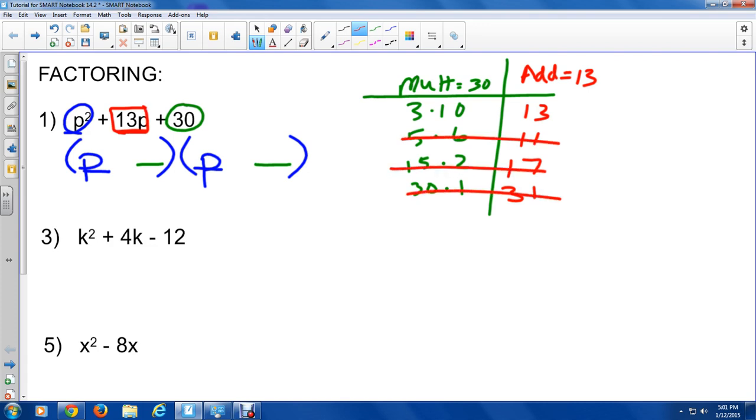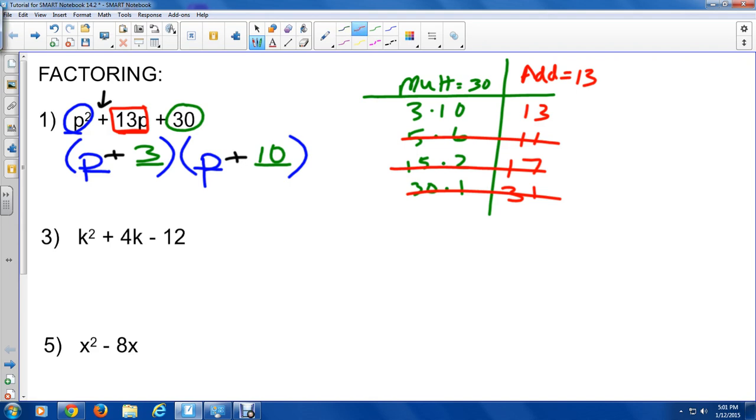I wouldn't normally do all this work, but maybe you didn't think of the 3 and the 10 first. It just happened to be what I wrote down first. That tells me that I'm going to put a 3 and a 10 right there. Now your signs are going to be a plus and a plus right here because I need a positive 30. They could both be negative, but that would end up with a negative sign right here, and we have a positive there. So if you do have a negative at the beginning, or a minus sign, that would be why.